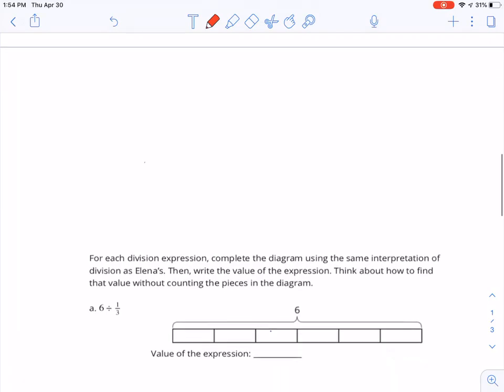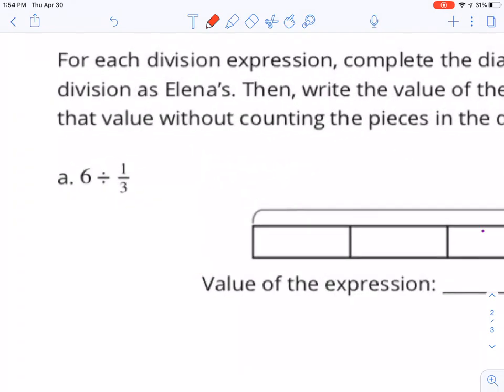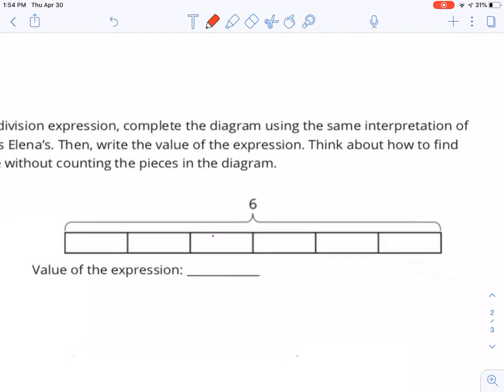Now we're going to be switching gears just a little bit. We're going to be figuring out how many groups of a certain number fits into an already established number. So right here we have 6 divided by groups of 1/3. Okay, so 6 right here is represented in what fashion? Well, it seems like in this situation, 6 has been divided into groups of 1, right? 1, 2, 3, 4, 5, 6.